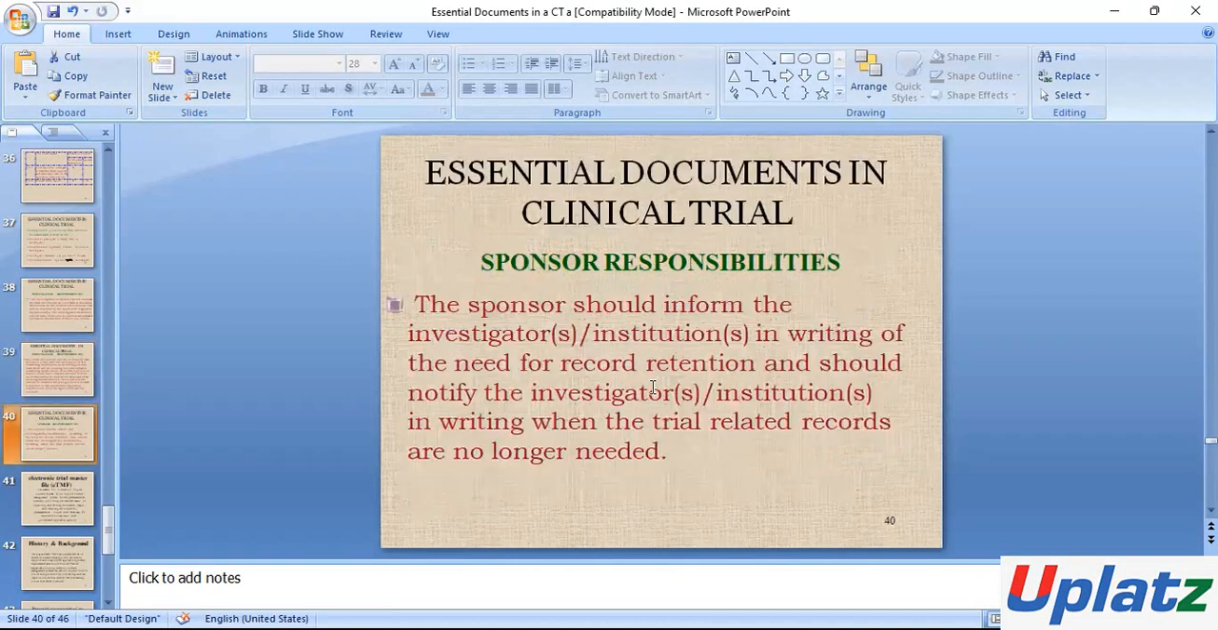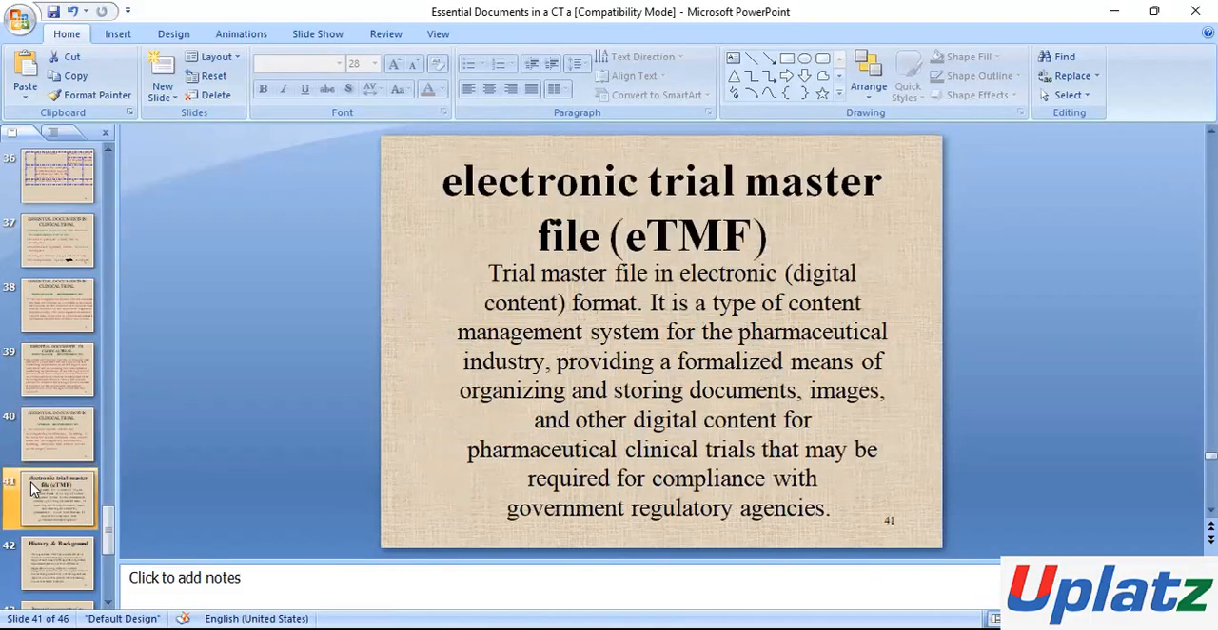Okay. Next, sponsor responsibilities. The sponsor should inform the investigator or institution in writing of the need for record retention and should notify the investigator or institutions in writing when the trial related records are no longer needed. Okay. Next we will go through electronic trial master file. So till now we have seen what all are the documents, right? But how do we save these documents?